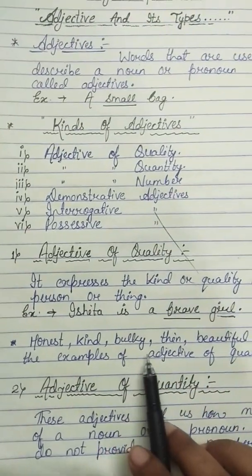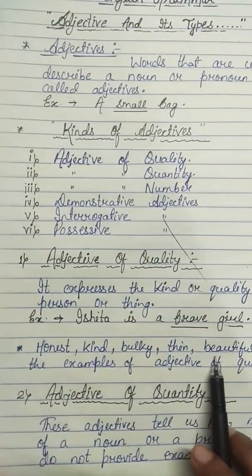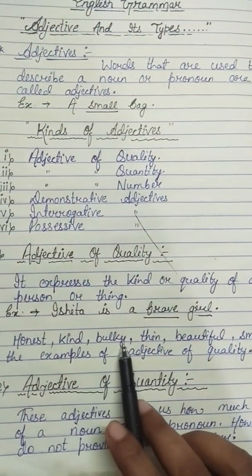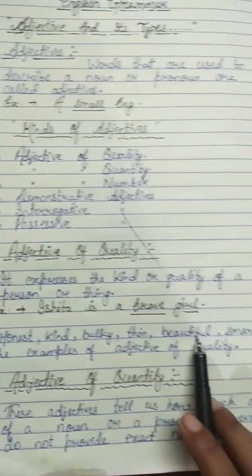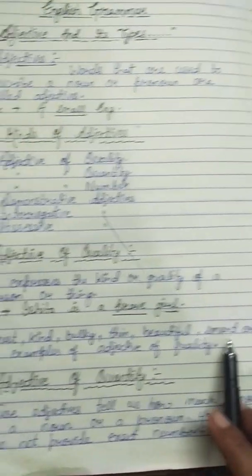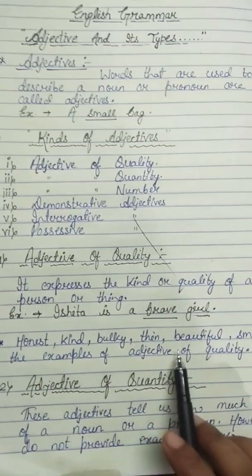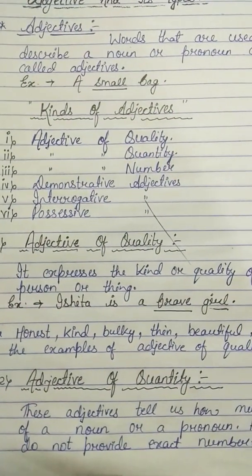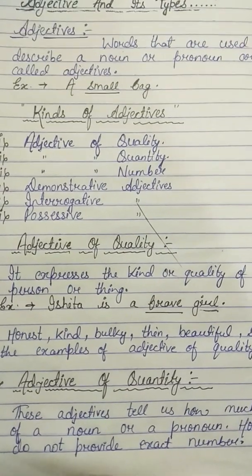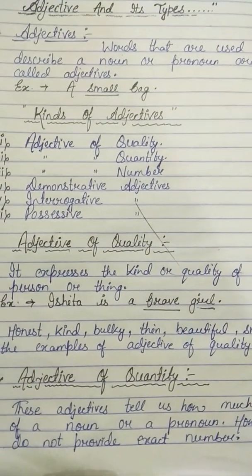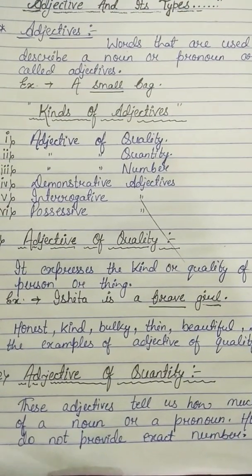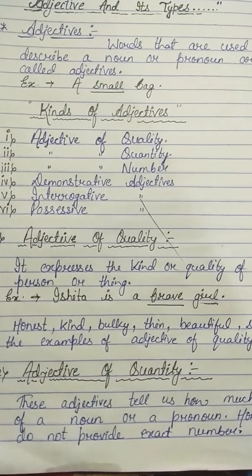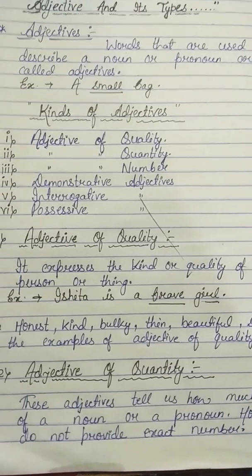Some more examples of adjective of quality are here: honest, kind, bulky, thin, beautiful, smart. Now we'll be moving on to our next type of adjective, that is adjective of quantity. Don't get confused. It's quantity and the previous one was quality.